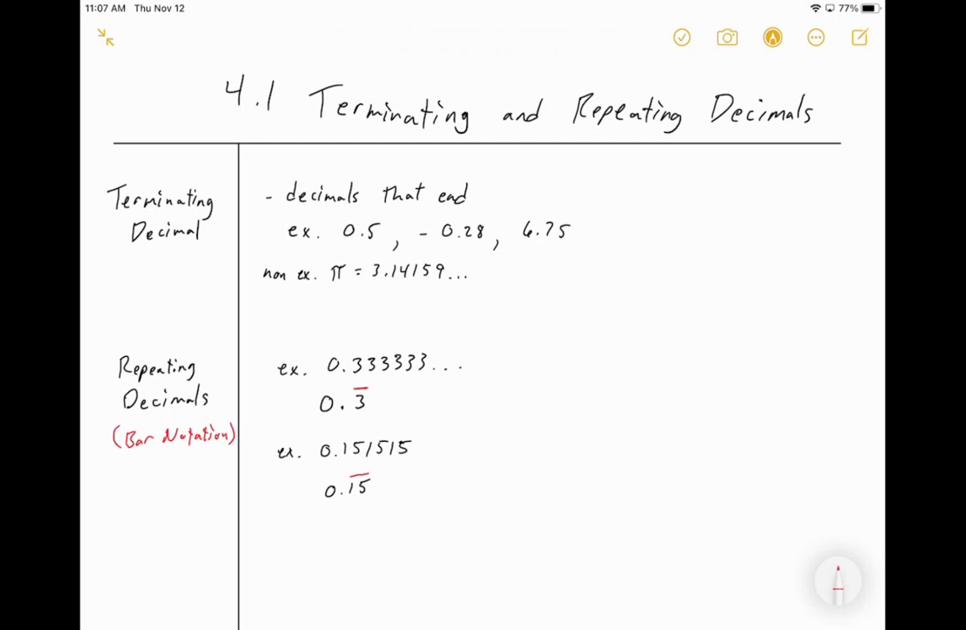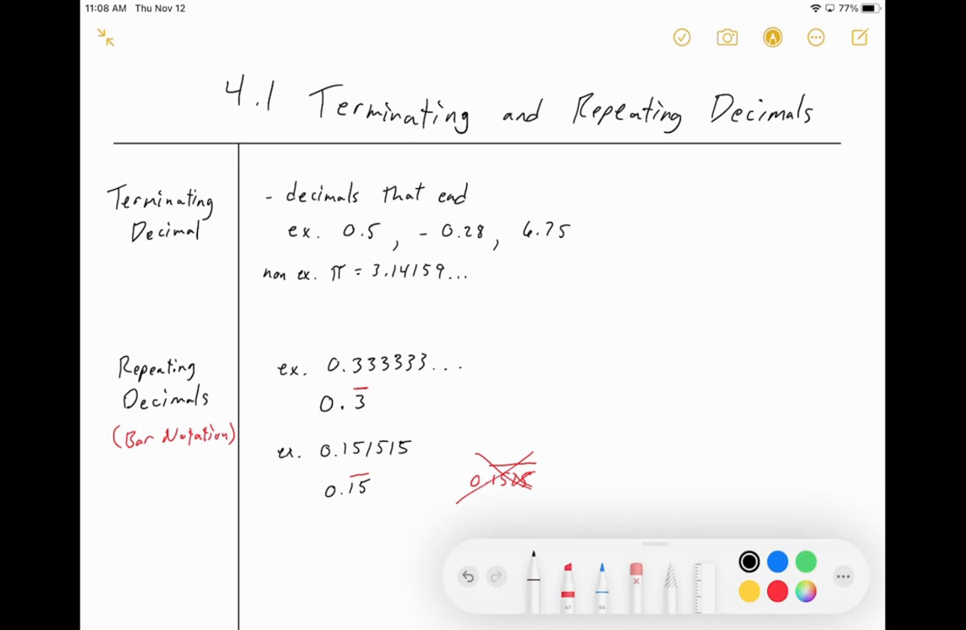Now one thing you want to watch out for is you don't want to write that like this, 0.1515. The reason that this is wrong is because you don't need to write the extra 15. Like you don't need this part right here. That makes sense? Like we already know that 15 is repeating, so you don't have to repeat it twice. Okay? So don't do it this way, just like this. One more example, just so we make sure we got it.